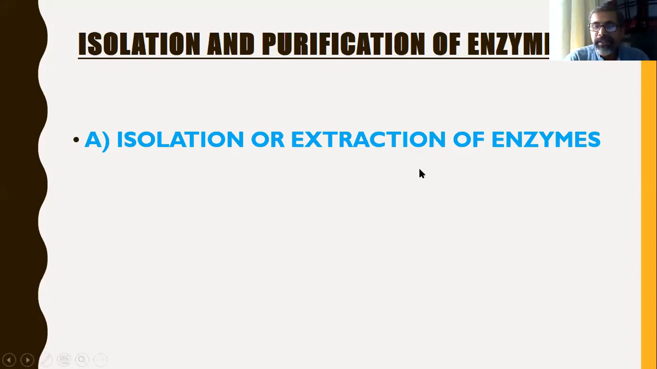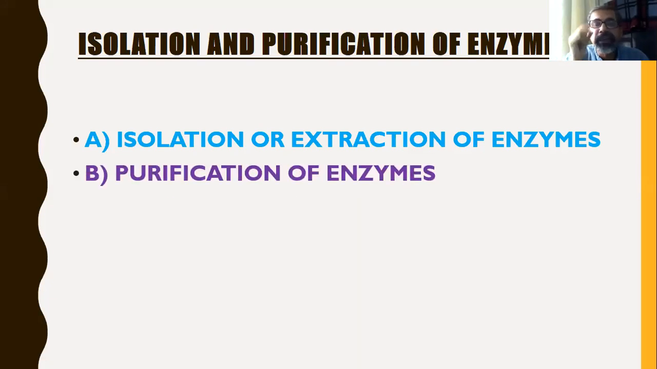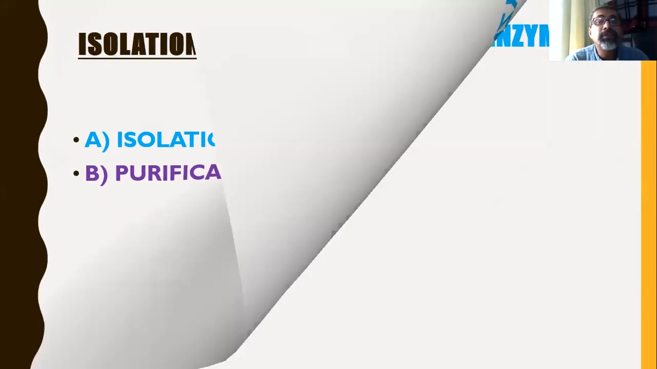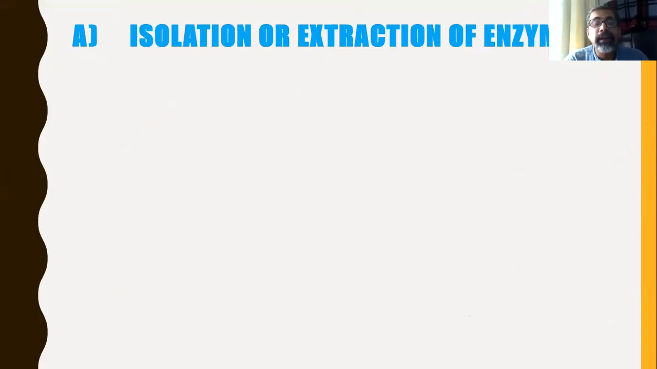Now, as you can see, it has been divided into two parts. Number one, isolation or extraction of enzymes, right? And the second one is purification of enzymes. Now, let us consider the first one, that is isolation or extraction of enzymes.